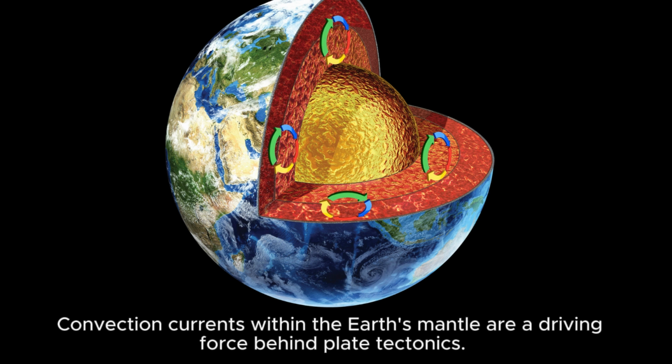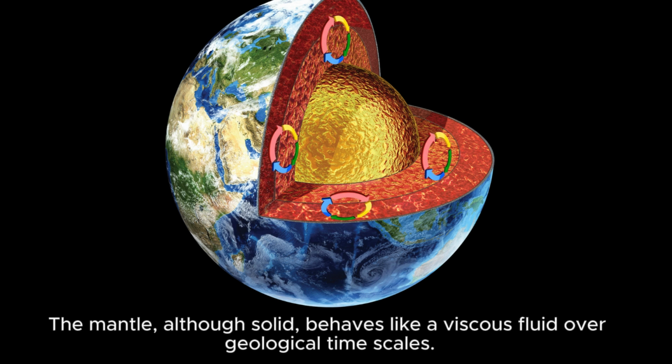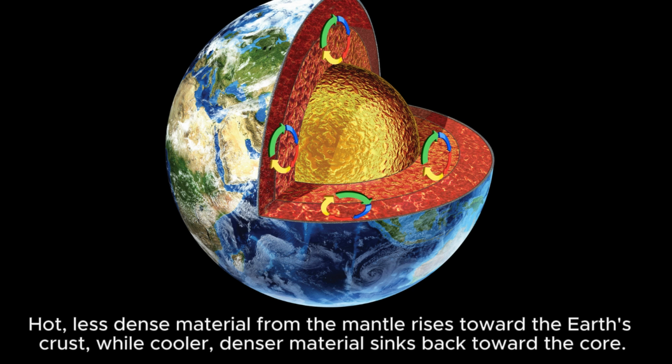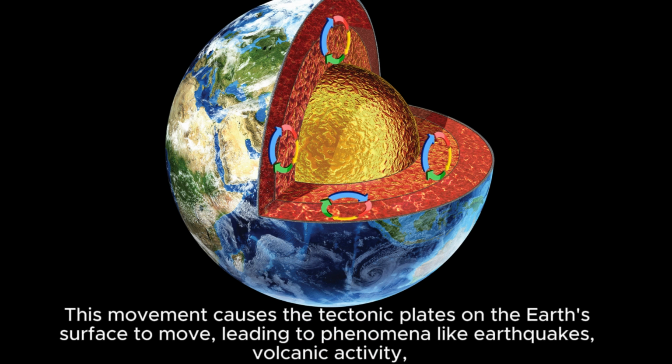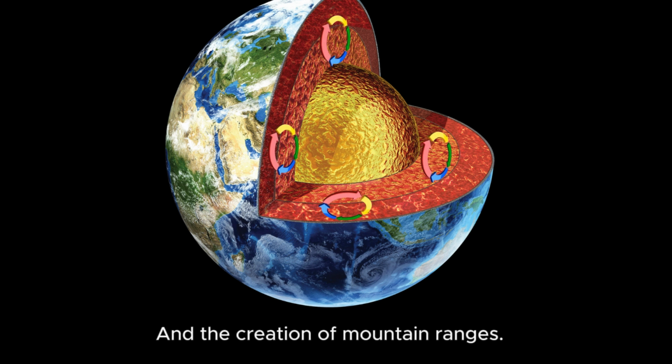Convection currents within the Earth's mantle are a driving force behind plate tectonics. The mantle, although solid, behaves like a viscous fluid over geological time scales. Hot, less dense material from the mantle rises toward the Earth's crust, while cooler, denser material sinks back toward the core. This movement causes the tectonic plates on the Earth's surface to move, leading to phenomena like earthquakes, volcanic activity, and the creation of mountain ranges.